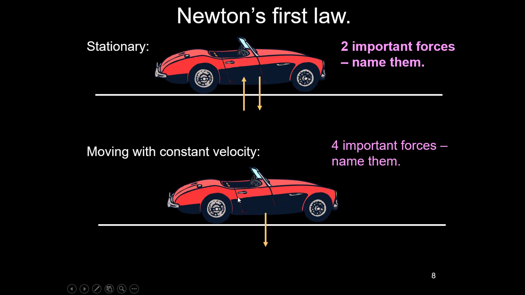Again, we know there's a force due to gravity. We know there's a normal force. We know there's an applied force of the car's motor accelerating the car forward. And because it's moving at a constant velocity, that will mean that the frictional force in the opposite direction will have to cancel out the applied force.